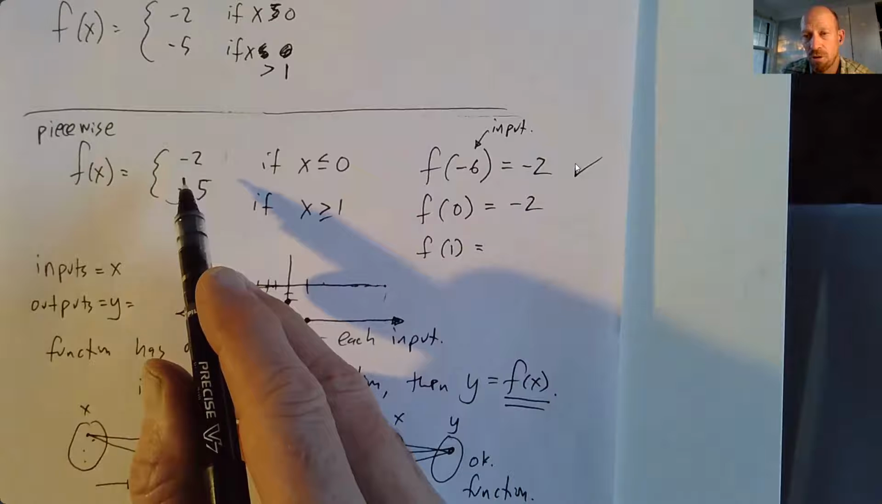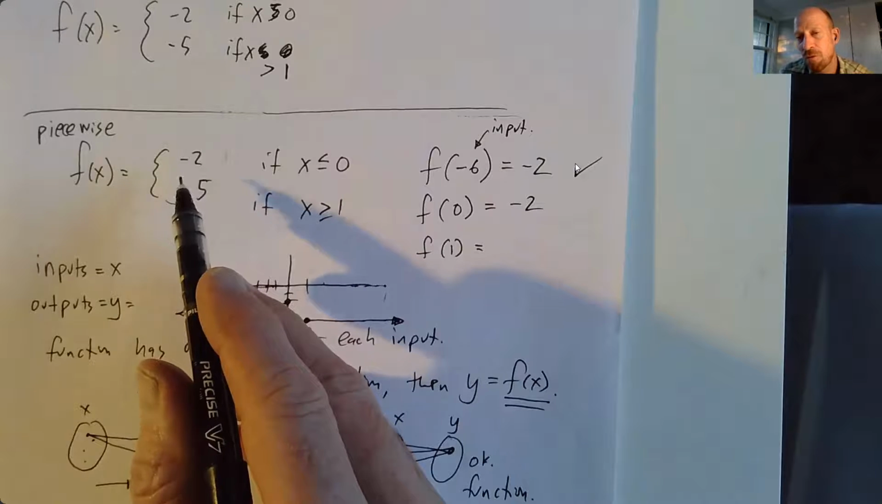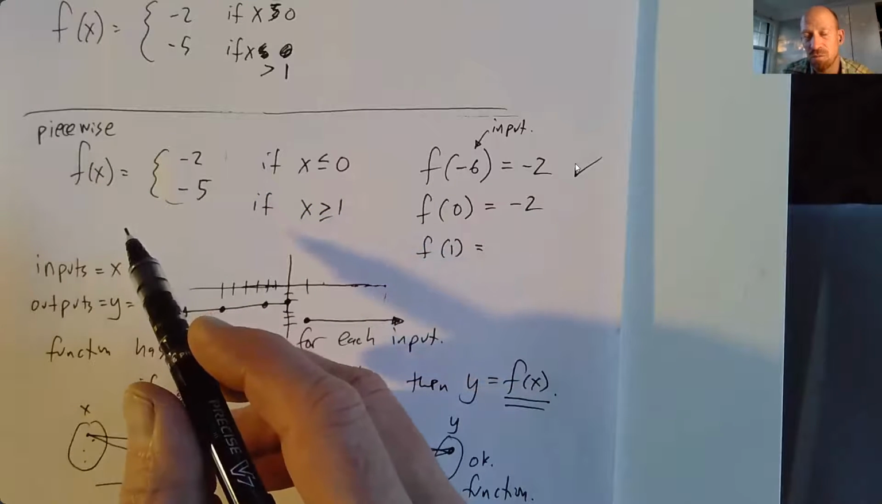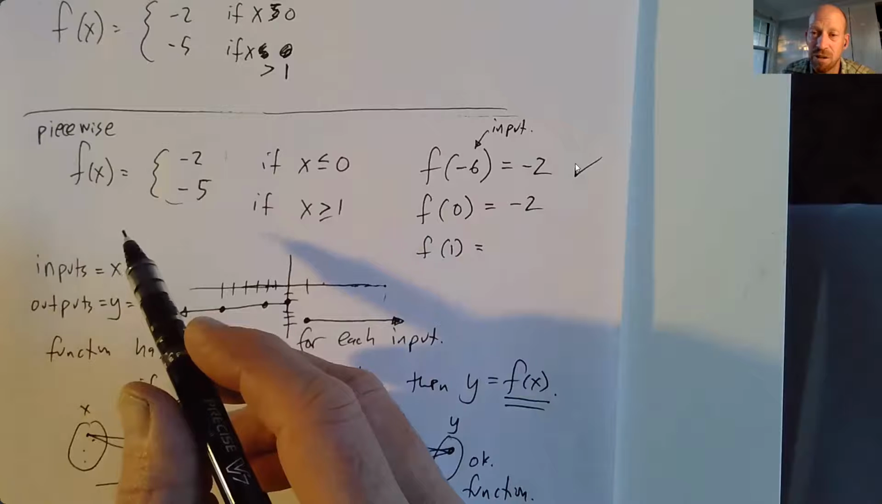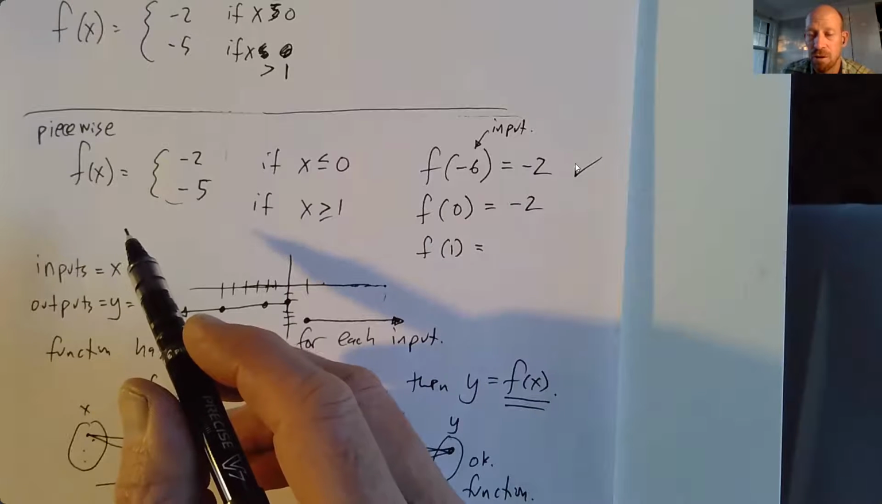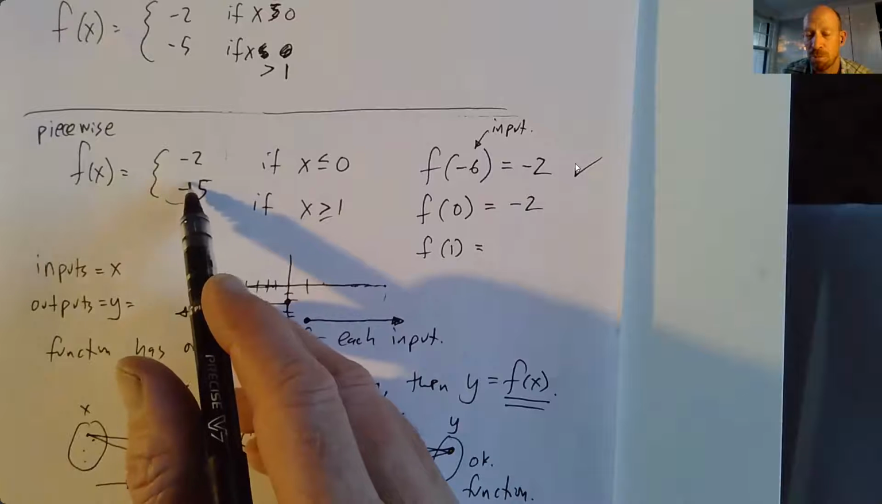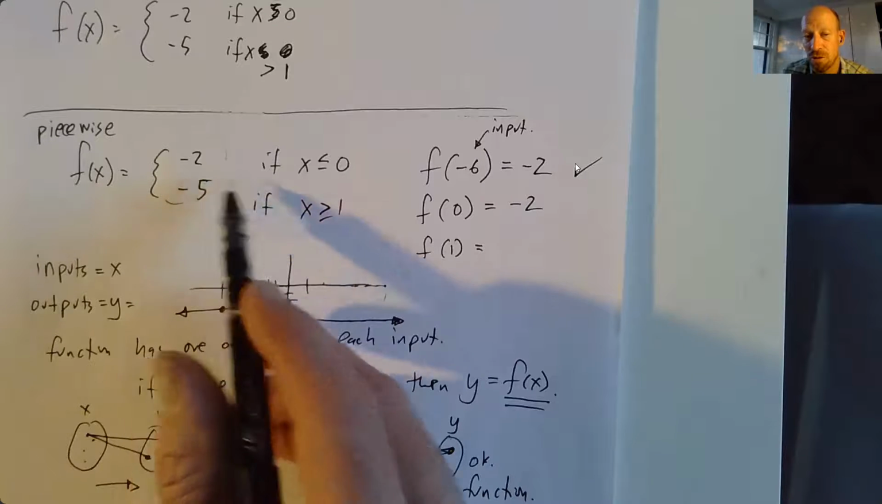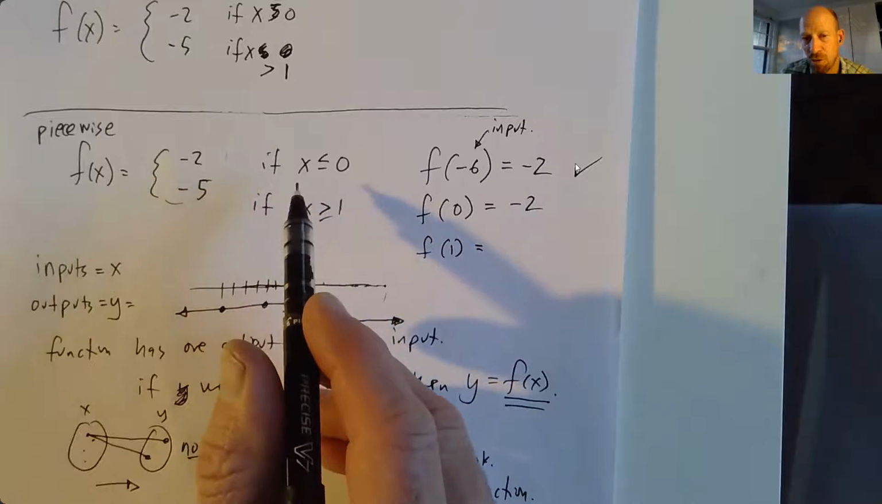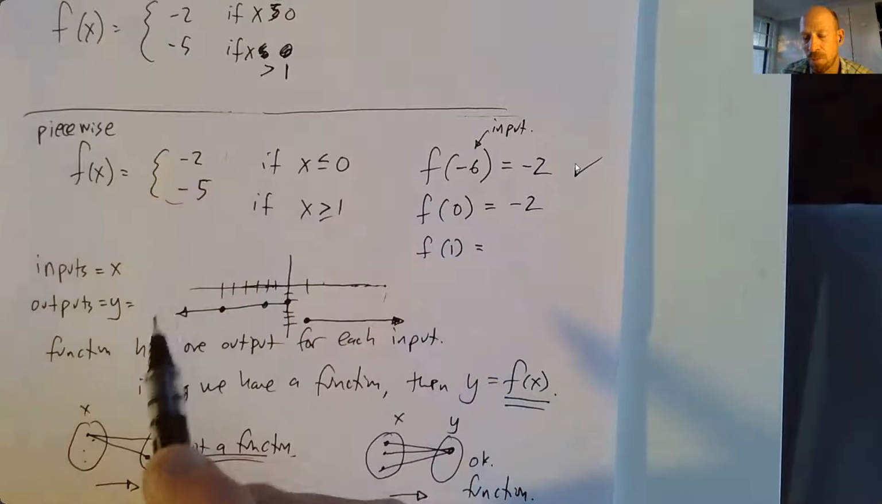This says no matter what X value you pick that's less than 0, this function is always -2 for those values. So remember, a function is like a relationship, right? It's telling me what the outputs are going to be. And so here, this is the way of telling me that all the outputs are -2 if the input is less than or equal to 0.